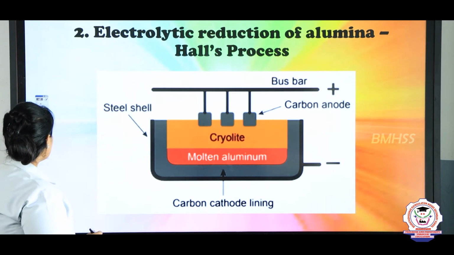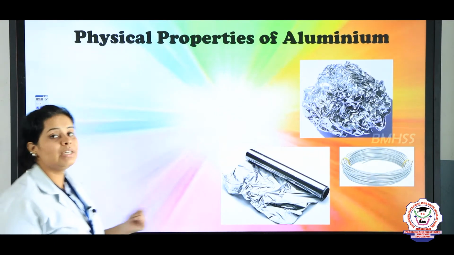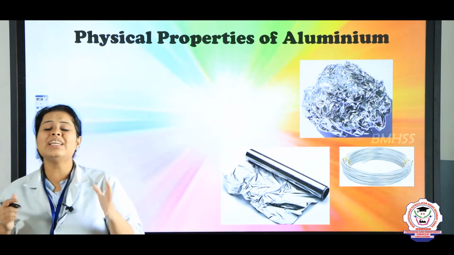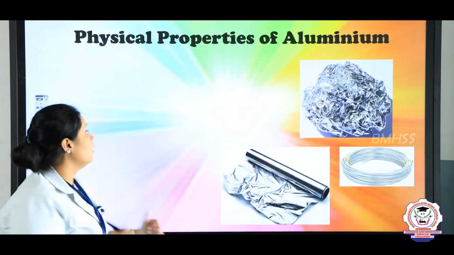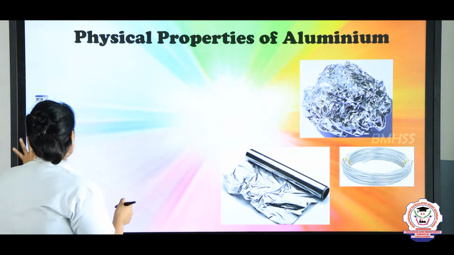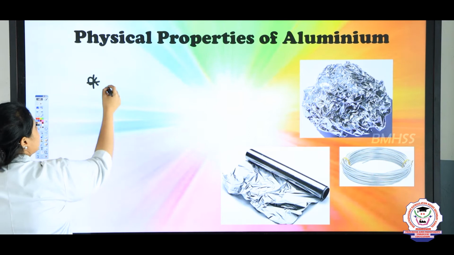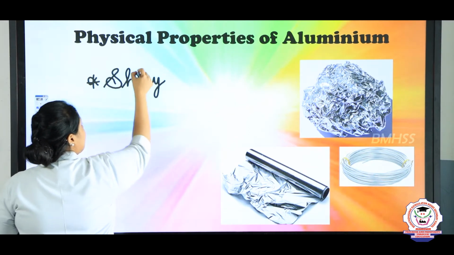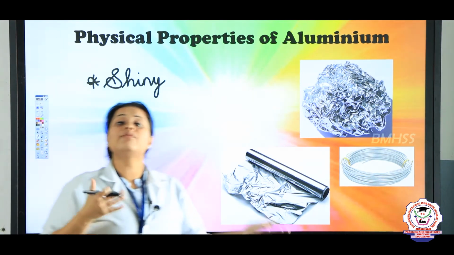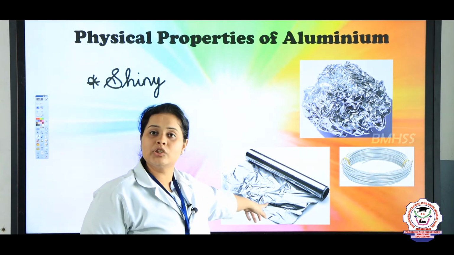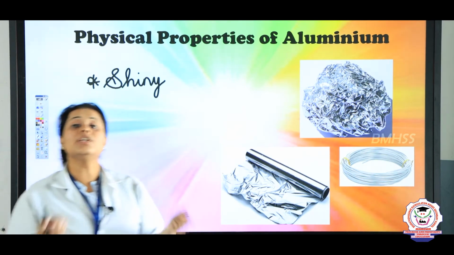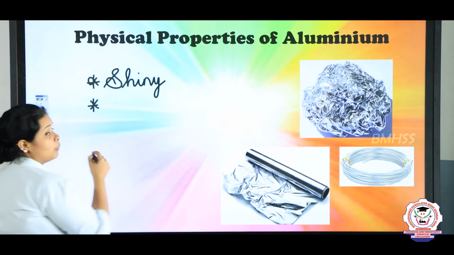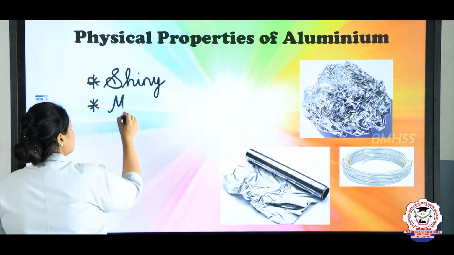Okay students? After getting aluminium, we have to see what the properties of aluminium are. Children, aluminium is a very shiny white colored metal. So the first point here is, it is shiny. In the same way, you get aluminium foils, right? Over this picture you can see that you get a thin sheet of aluminium. That means aluminium has the property of malleability.